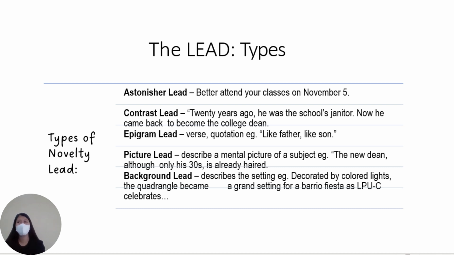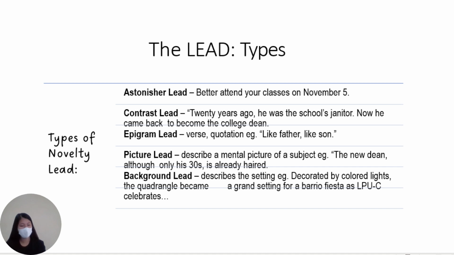So we have another type of lead, it's called the novelty lead. It could be the astonisher lead, the contrast lead. So we have here an example of astonisher lead. Better attend your classes on November 5. Another one, the contrast lead. You provide contrast. 20 years ago, he was the school janitor. Now he came back to become the college dean.